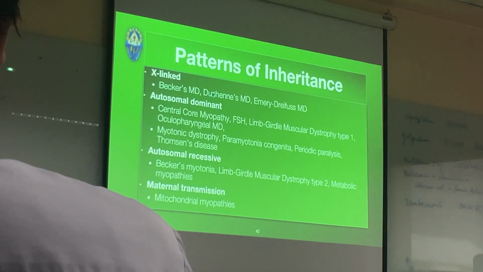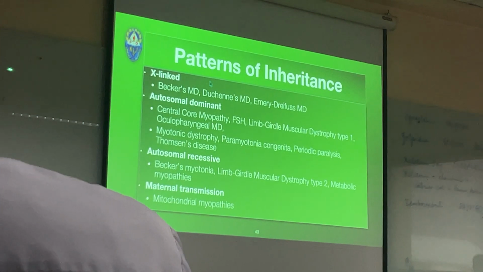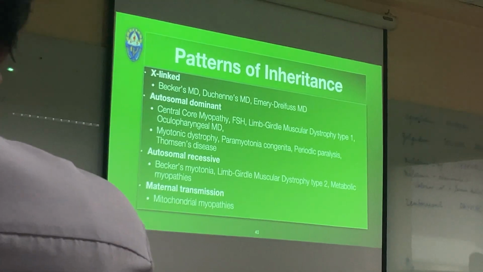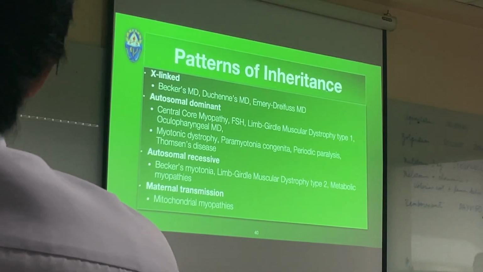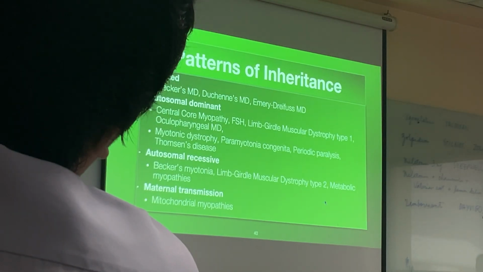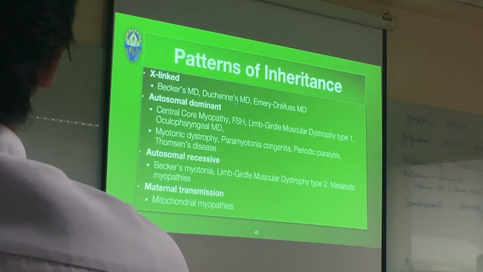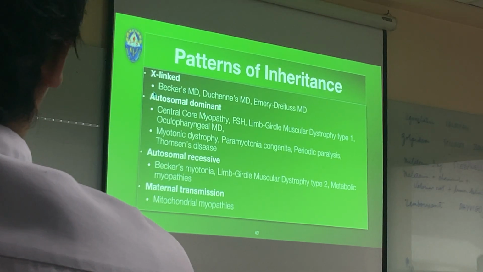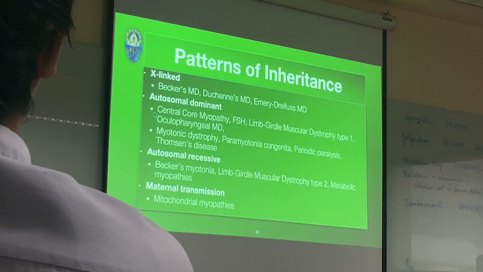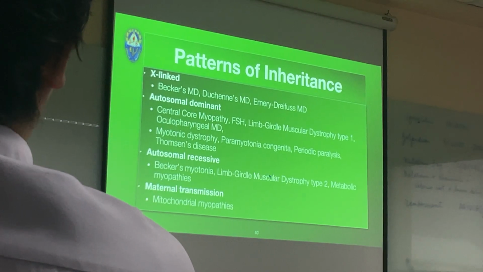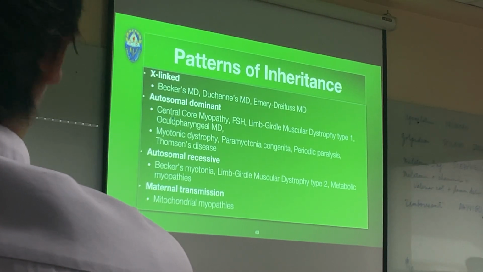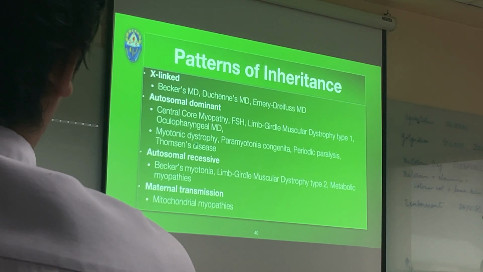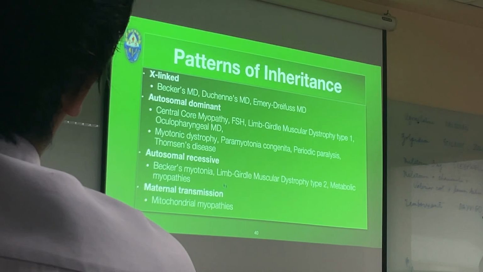So, patterns of inheritance, this one is important. You have to have an image of this in your brain because we can get a lot of questions from this. Clear? Duchenne muscular dystrophy, Emery-Dreifuss, Becker's muscular dystrophy. Autosomal dominant: myotonic dystrophy, periodic paralysis, Thomsen's disease, limb-girdle muscular dystrophy type 1. Autosomal recessive, Becker's.